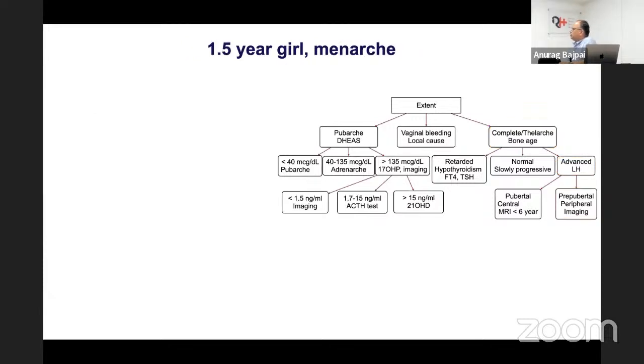A 1.5-year-old girl with menarche, Dhwani, and breast stage 2, pubic hair 1. So what do you think?